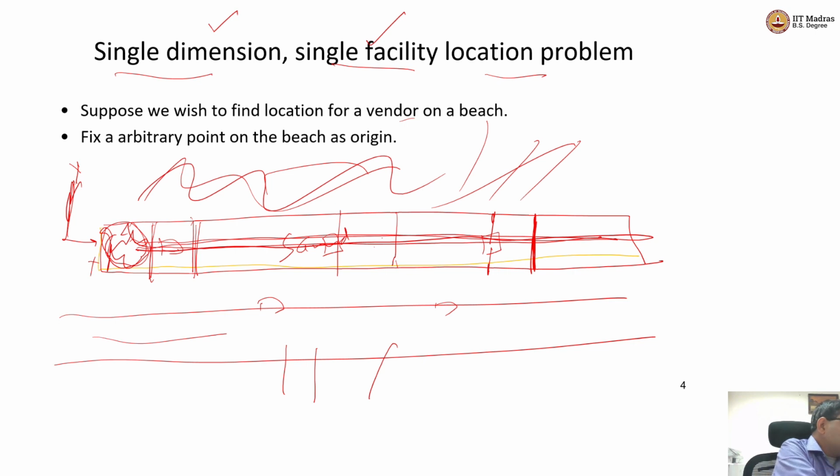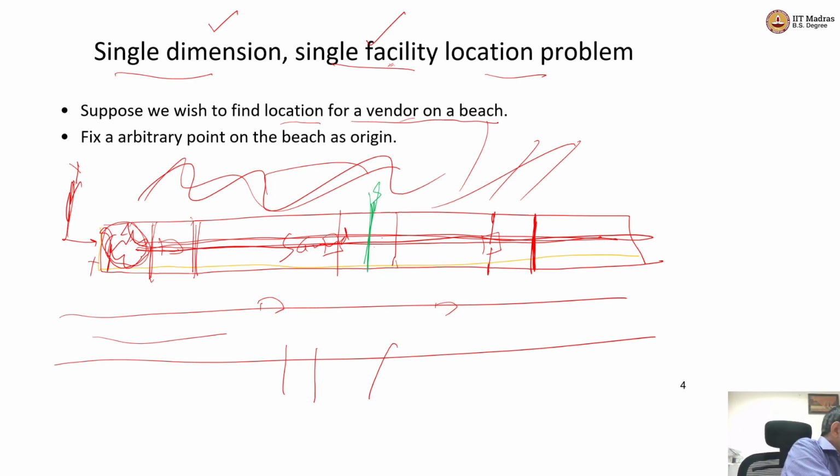So what we are going to do is try to find a single location for a single facility, for a single vendor on this beach. Now for that, we are going to arbitrarily select a point. So let us say this point is my proposed location, right? So how should I solve the problem?